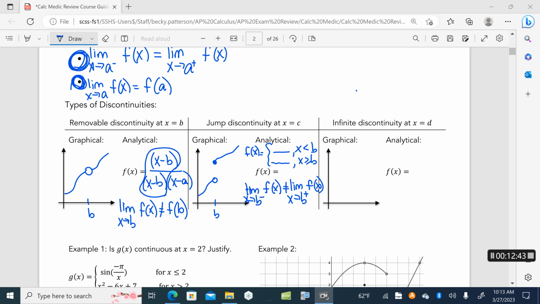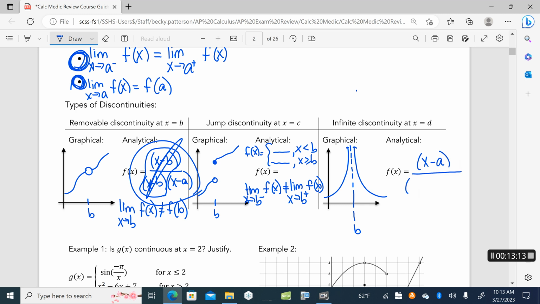For the third type of discontinuity, this is infinite discontinuity. So this is going to happen at an asymptote, and we'll call this b. So you've got a graph that does that and that. Analytically, it's not going to be like your removable discontinuity where your factors cancel. This you're going to have like x minus a over x minus a, x minus b.